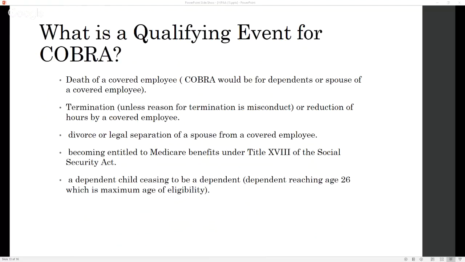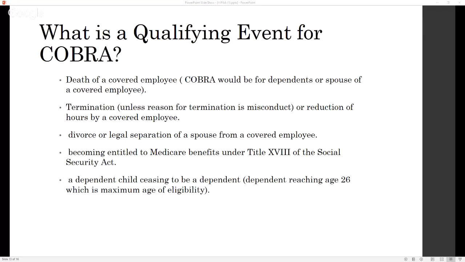Divorce or legal separation. So say you divorce your spouse who you have insurance through, you're able to continue that separately after being divorced or separated. Same thing with your children. Becoming entitled to Medicare benefits under Title 18 of the Social Security Act.